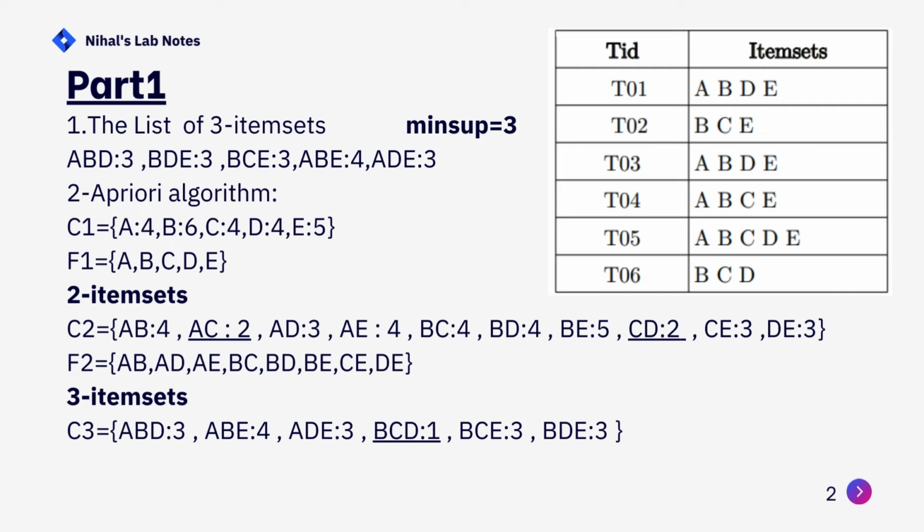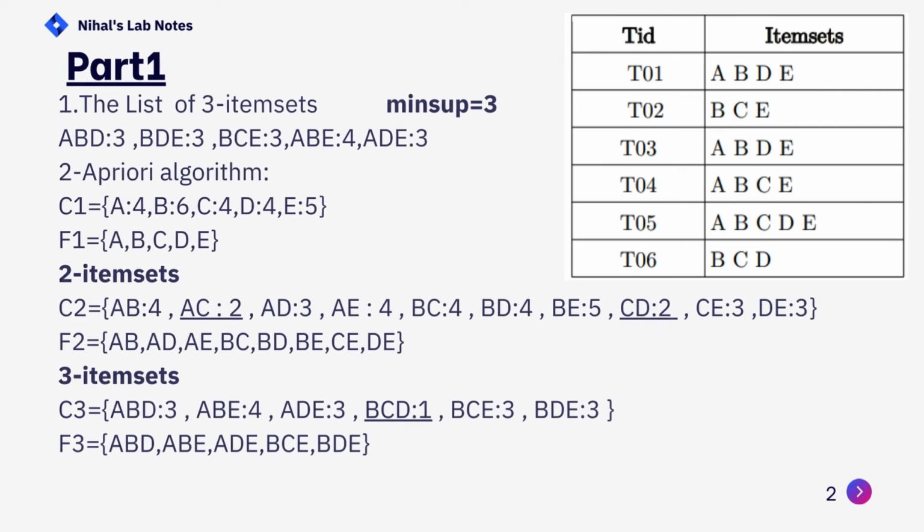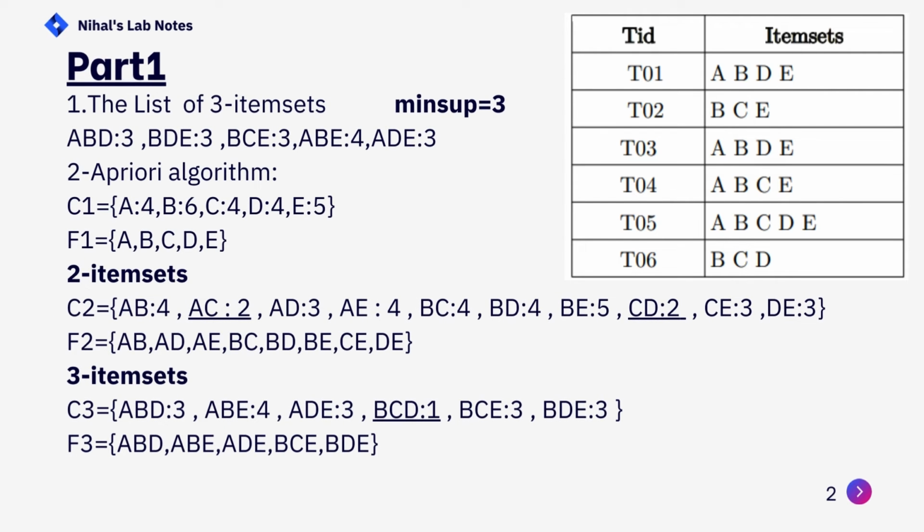ABE has a support of 4. It's greater than the minimum support. So it's frequent. ADE also is frequent. BCD has a support equal to 1, and 1 is less than 3, the minimum support, so it's not frequent. We are going to prune this BCD. BCE and BDE are also frequent. So F3 will contain ABD, ABE, ADE, BCE, BDE, and we are going to do a pruning of BCD.